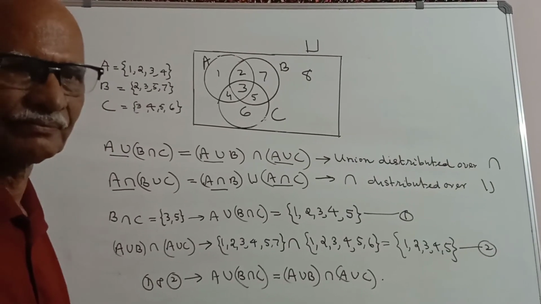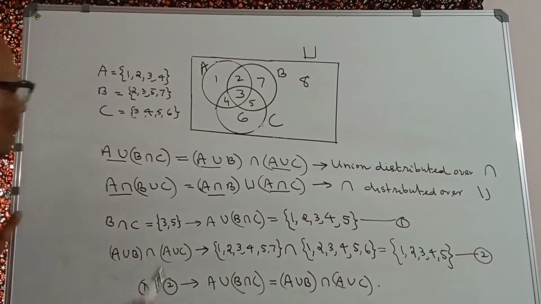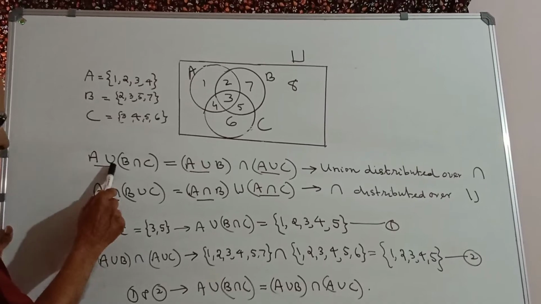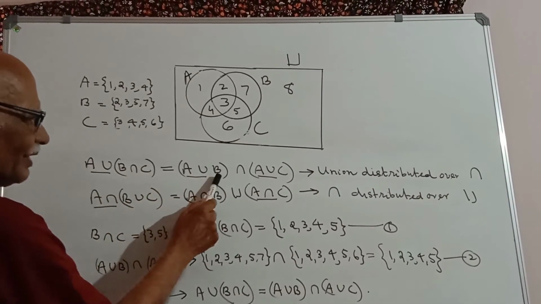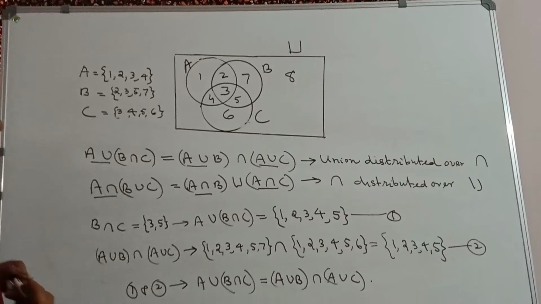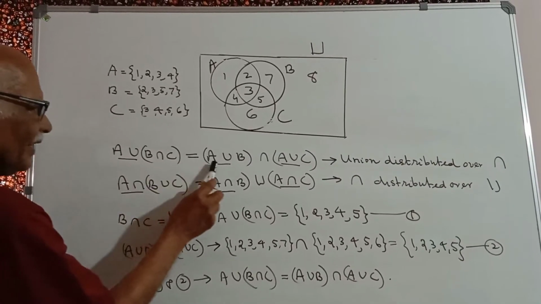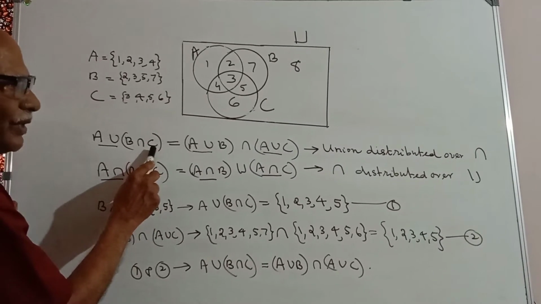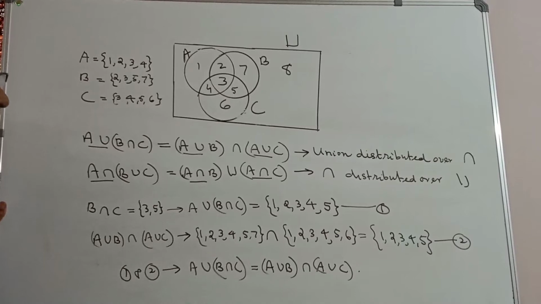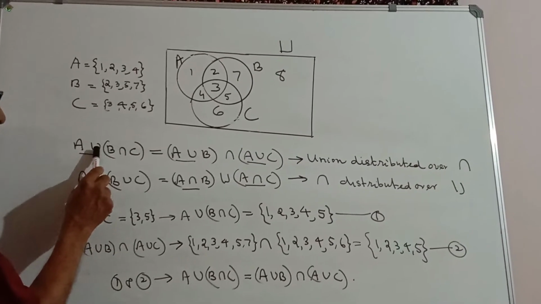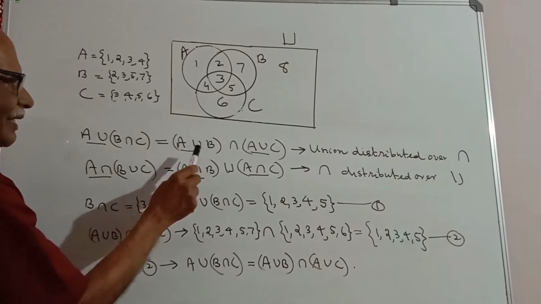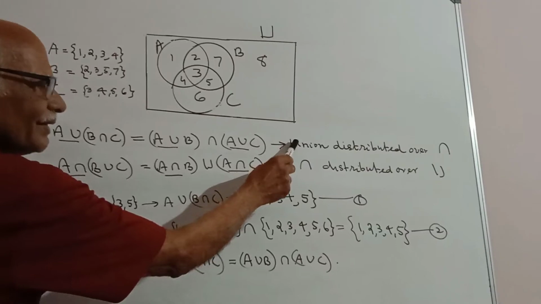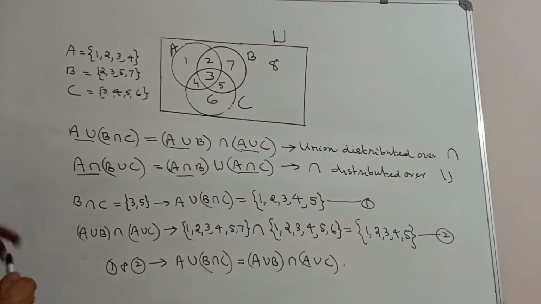Now we consider 2 important results. A union (B intersection C) is (A union B) intersection (A union C). You can see A union is coming. Now this property is that union is distributed over intersection. You can see one union and one intersection on the left side, but there are 2 unions and only one intersection on the right. So union is distributed over intersection.